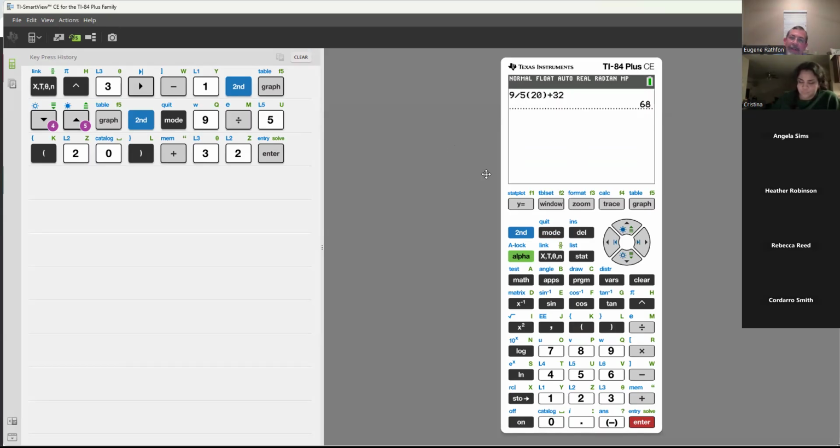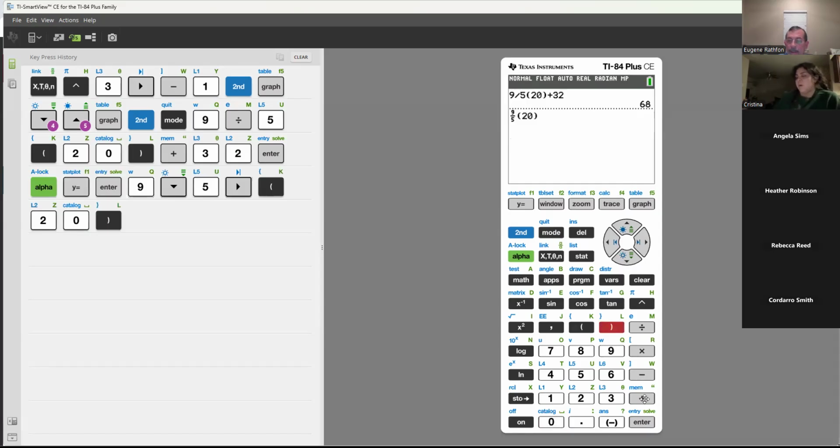Now, Ella, to write a fraction, I just do 9 divided by 5. Now, if you officially want it to look like a fraction, you can hit this green alpha button and hit the y equals. When you hit the green button and the y equals, it'll pull this little box up. Number 1 for n over d, that's fraction notation. So I could do it that way, put in my 9, then come in and put in my 5. All right, and then what was that, 20 in parentheses, plus my 32. So either way on the fractions, okay? And then when you hit enter, you still get 68. So you can do 9 divided by 5, or you can use the alpha y equals for it that way, okay?